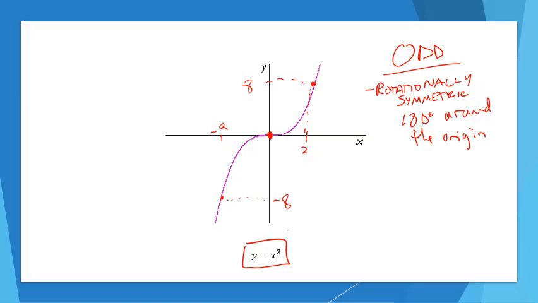So it's kind of like you have 2, 8, and then you take the negative of both of those, and you get the same thing. So how can we write that? Here, f of 2 equals 8, and then f of -2 equals -8.